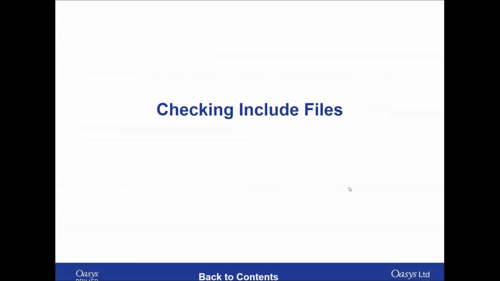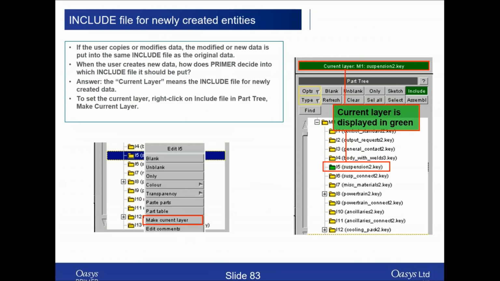Checking include files. Many of you will use include files, and you have to work in a particular way with the include file to ensure the quality of your model. When you're working with include files in Primer, we have the concept of current layers. The current layer is displayed in green in the part tree. So here's the part tree, and you can set a current layer, and that means any newly created entity will go into that layer, and it allows you to manage the data in your include files. And you can move things back and forward between different include files in Primer quite easily as well.